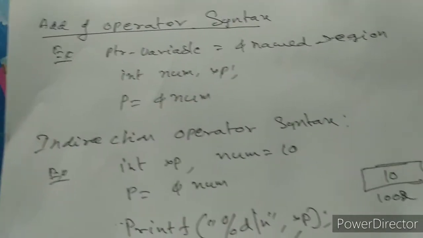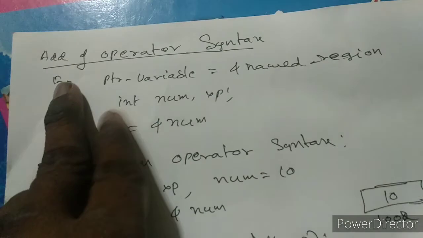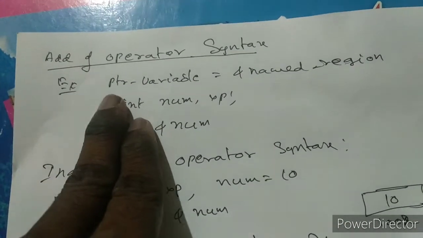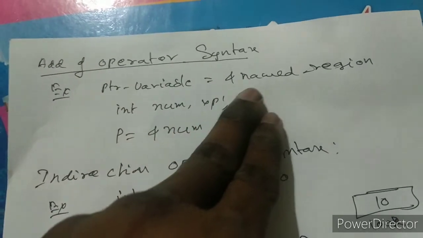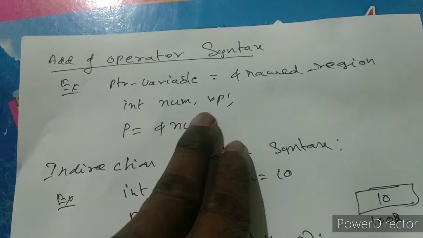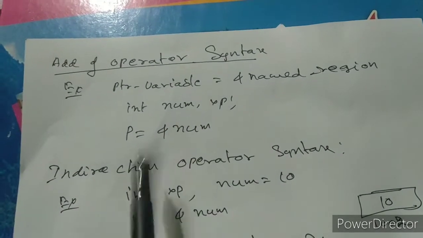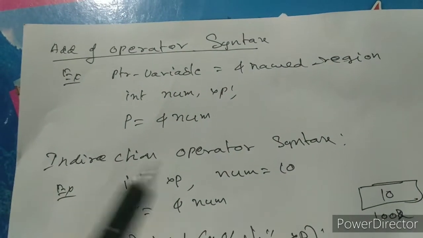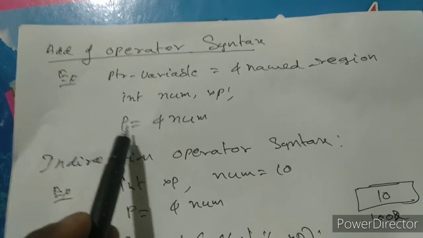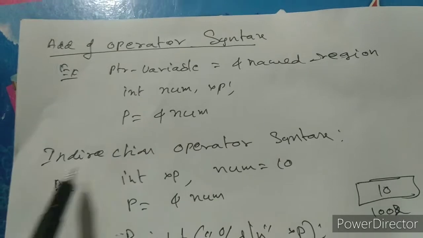Now let's discuss how to use pointers. Here let us see the address-of operator syntax. For example, the pointer variable and the ampersand. This is the memory location. int num; int *p; p = &num. Let us say this holds the address. p is the pointer variable, and it points to the address of the memory location.